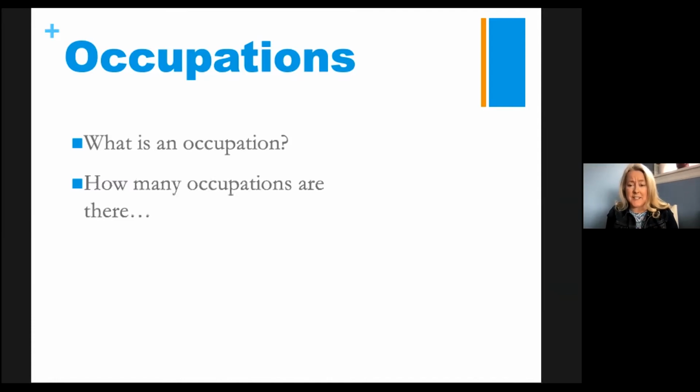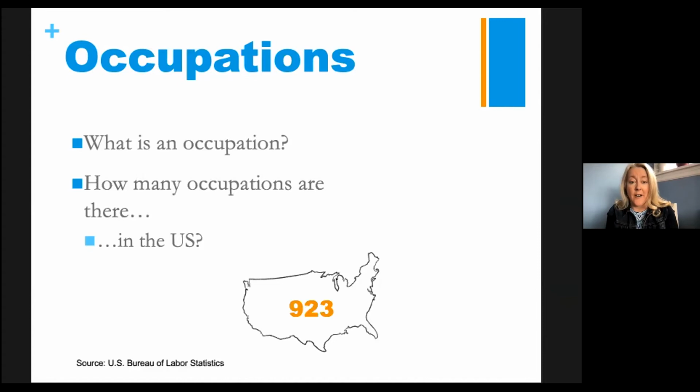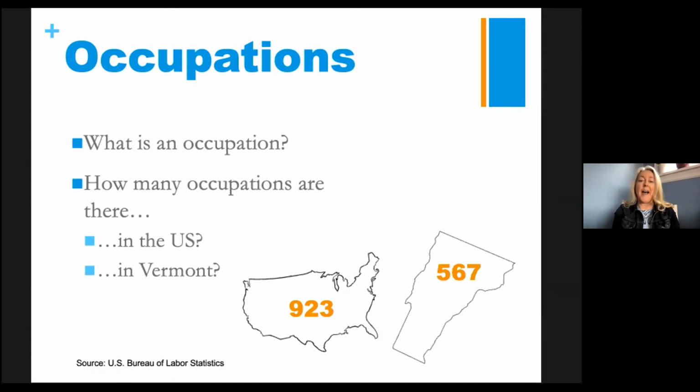Now, each state's Department of Labor and the US Department of Labor track the number of occupations. In the US, there are 923 occupations, and in the state of Vermont, there are 567 occupations. I hope these numbers help you realize that there are a lot of options to choose from. My guess is you haven't heard of or experienced all 900 occupations that are available nationally, and maybe not even all 567 occupations that are available right here in Vermont. So it's a lot of occupations to choose from.